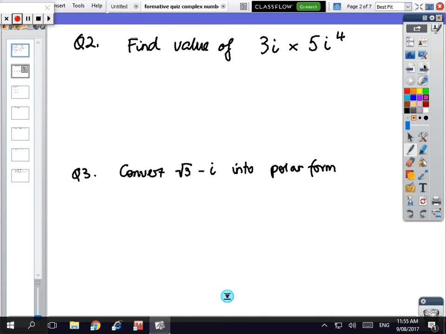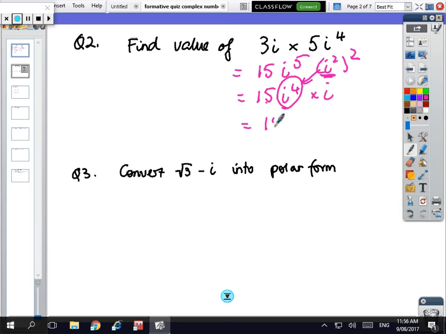Next one, find the value of, and convert root 3 minus i into polar form. Okay, so go. Okay, you're back. So we get 15i to the 5, which is 15i to the 4 times i, and i to the 4 is i squared squared, which is -1 squared, which is a plus, so 15 times +1 is 15, so the answer is just 15i.